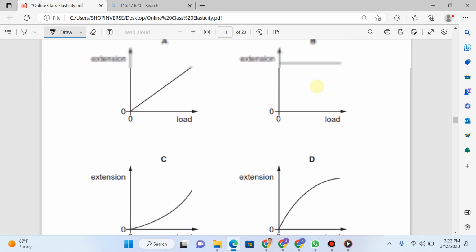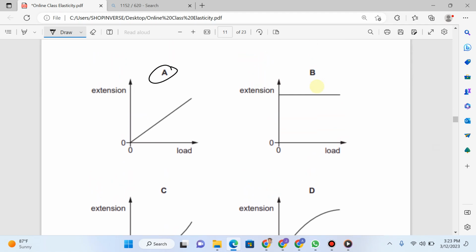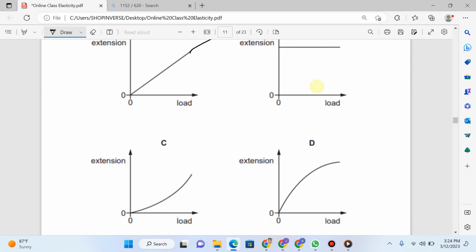But if we were to continue to when Hooke's law is not obeyed, then the graph will go and form a curve up here. But this one is just forming a curve throughout. So this graph does not obey Hooke's law. Same with this, forming a curve throughout does not obey Hooke's law.